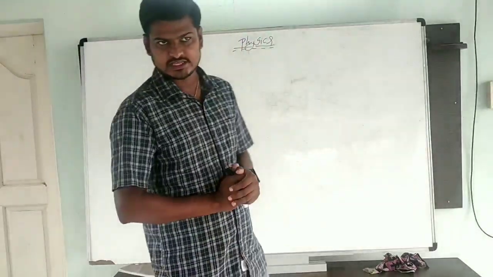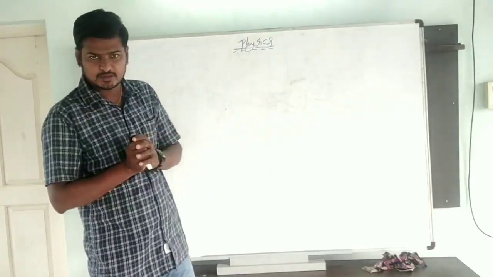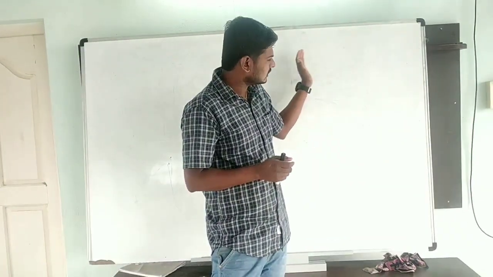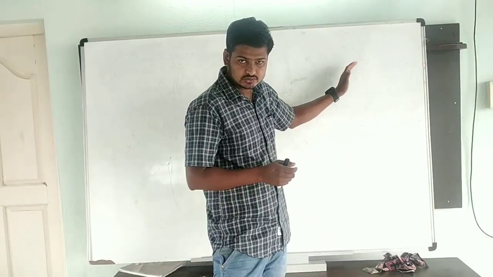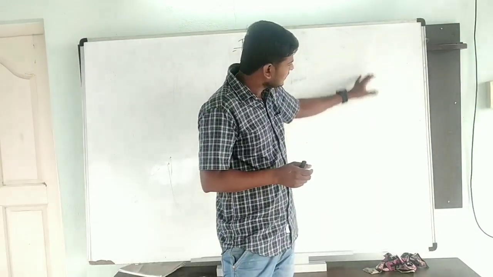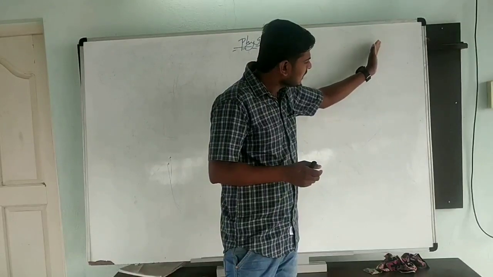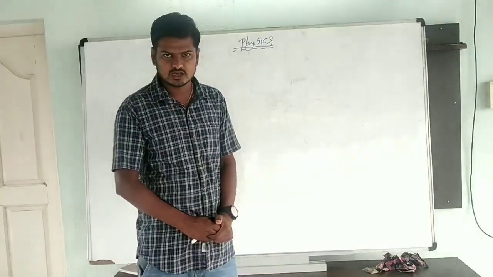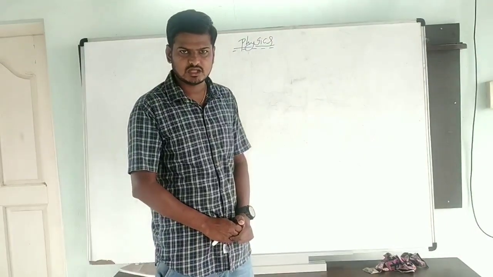Last class we discussed Young's double slit experiment. In Young's double slit experiment, what will happen? We take two coherent sources, the two light waves from the two coherent sources, and they interfere. They produce alternate bright and dark fringes on the screen.